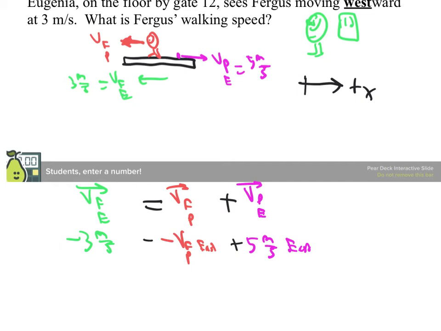Now you might wonder, why don't I just say 3 westward? There's actually a good reason, because now I have east in each thing, and I would be able to cancel out. The effect here is that this and this and this all cancel, and I'm left with minus 3 meters per second equals minus the thing I'm looking for plus 5.